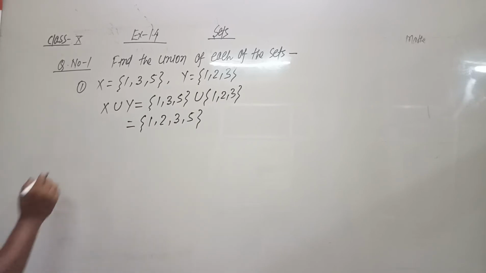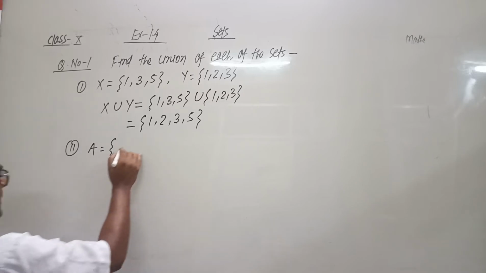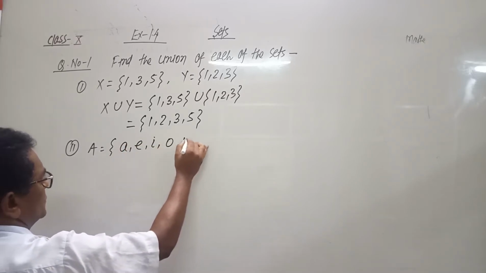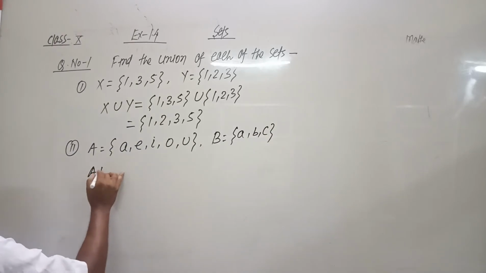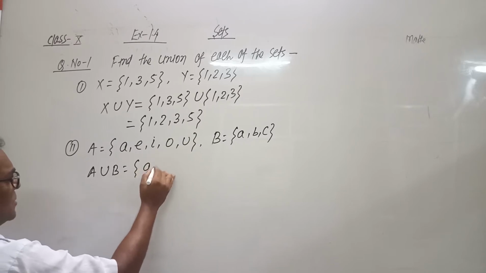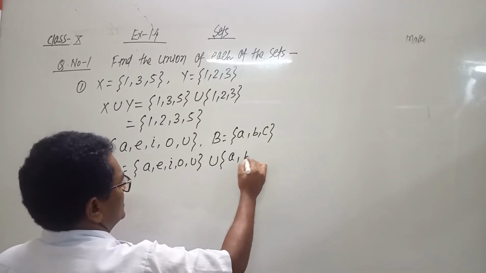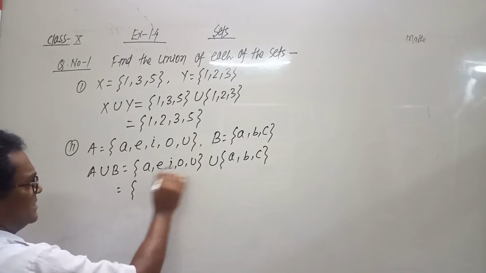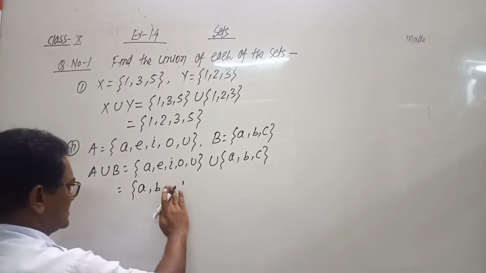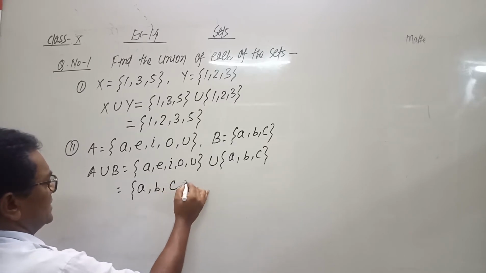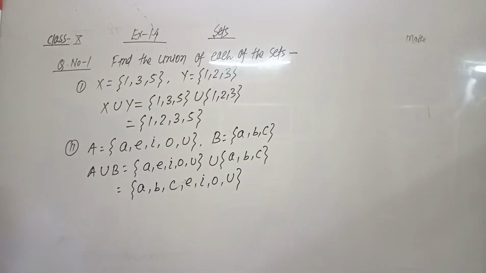Next, set A equals A, E, I, O, U, and another set B equals A, B, C. So we have to write A union B. Write the elements of A, E, I, O, U, union the elements of set B, which is A, B and C. Now write in combined form: A, B, C, all the terms, then E, I, O and U. This is A union B.